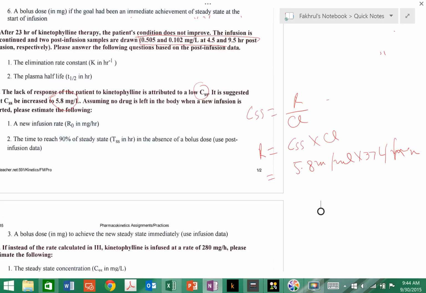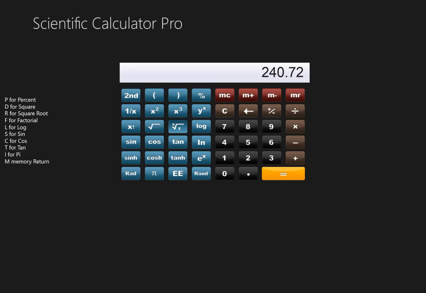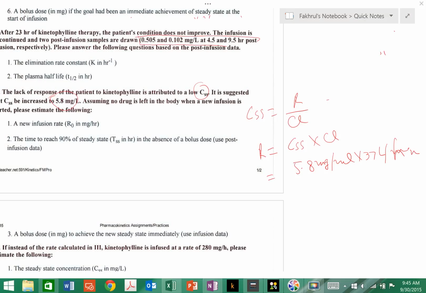So the clearance is 37 liter per hour, and your R would be 5.8 milligram per milliliter here. Now let's look at my numbers. The new R is 5.8, and then you multiply with 37. So your new infusion rate would be 250. R is equal to 250.